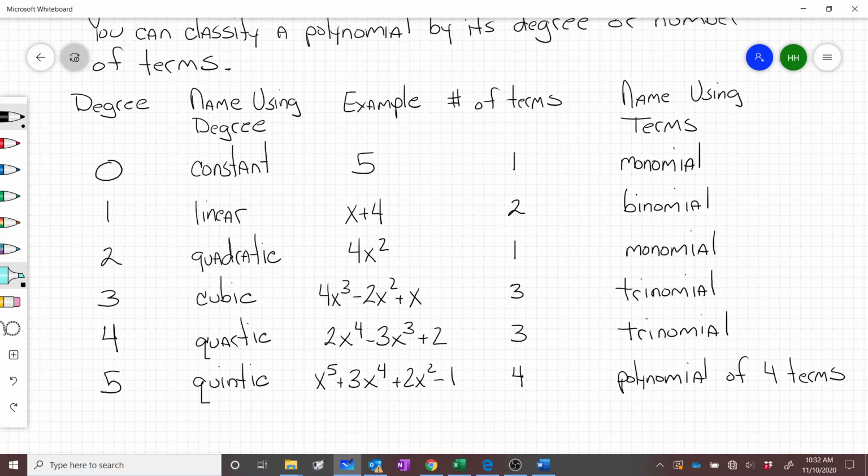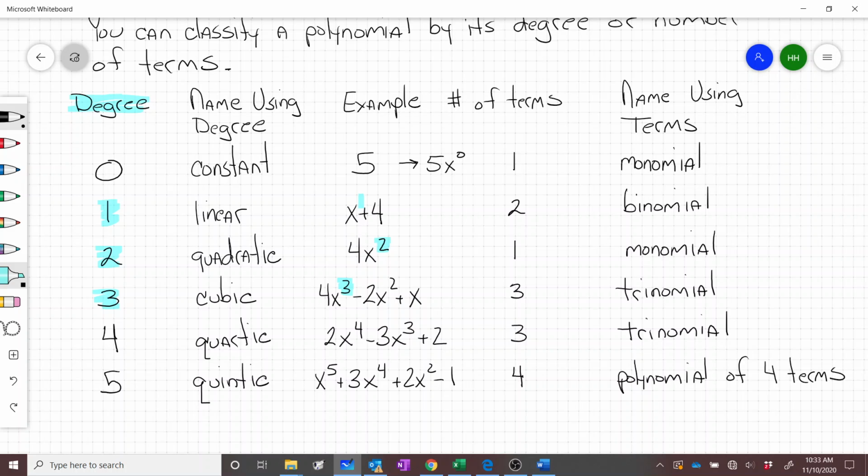Alright, so this degree comes from the largest exponent. Okay? In a quadratic, second degree, the largest exponent in the polynomial is 2. Linear, this x right here is raised to the first power, but it's implied, it's not written. This 5 that's right here, that 5 is the same as 5x to the 0. Okay?